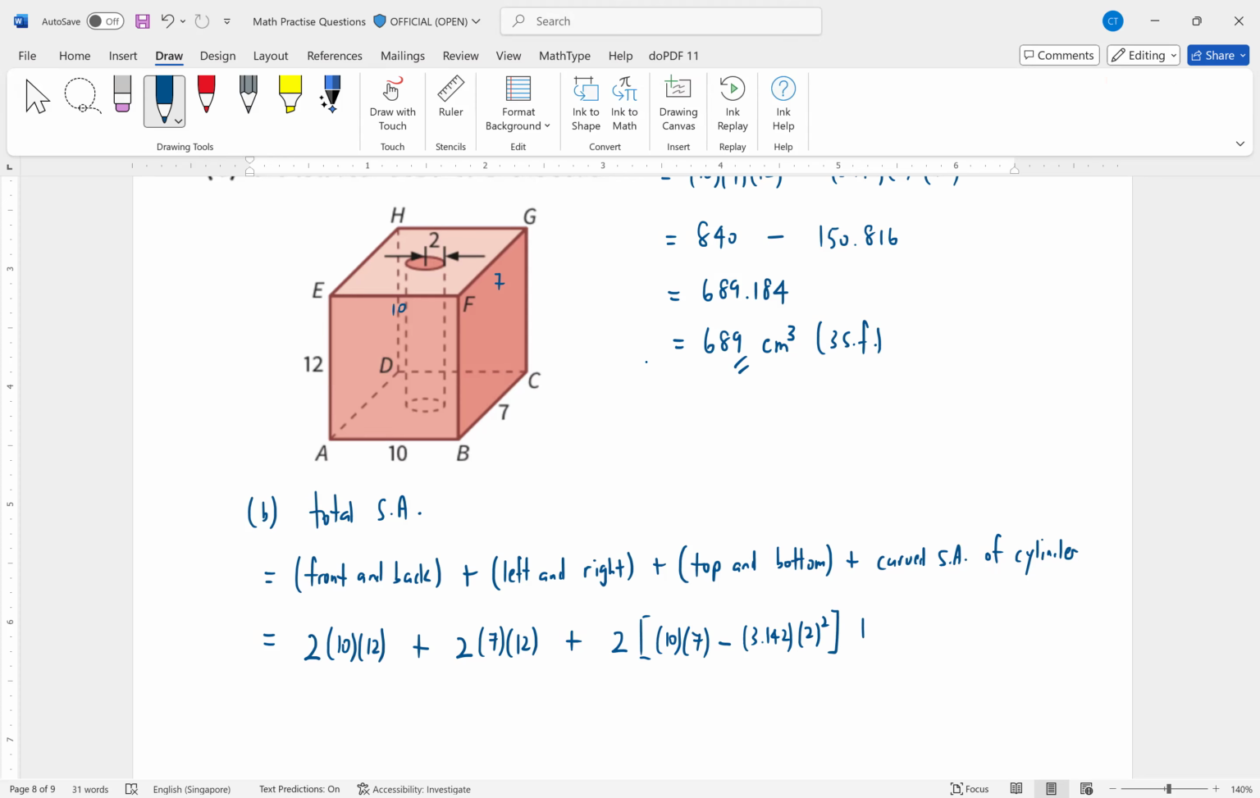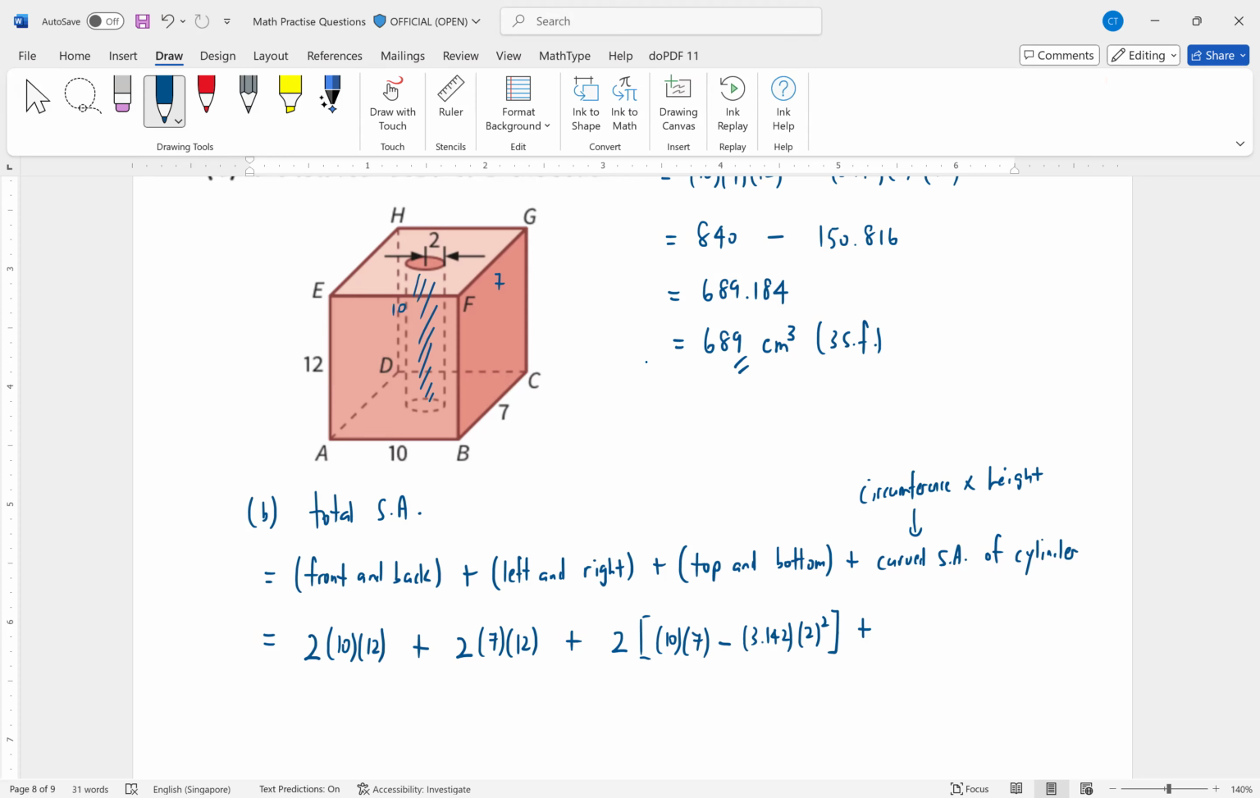Then finally, the curved surface area of the cylinder, also very easy. The curved surface area is this entire surface inside. I'm going to shade this part. To calculate the curved surface area, you just take the circumference of the circle times the height. Volume is the area of the circle times the height. Curved surface area is the circumference of the circle times the height.